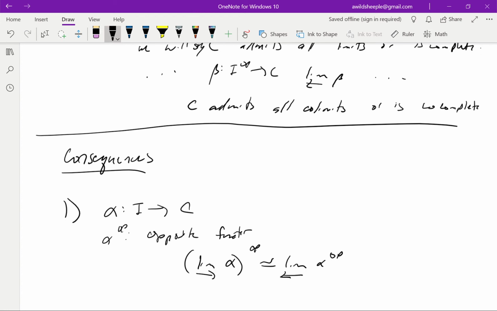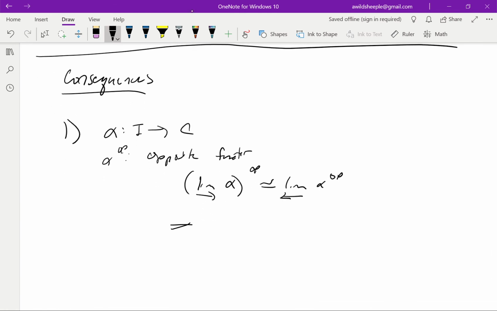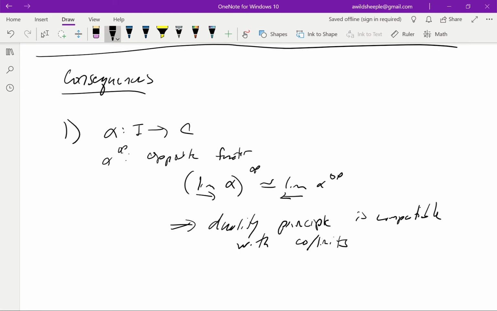And this is completely clear from the definition. This is how Hom plays with ops. And this is our duality principle again, basically. The advantage to this is that when I want to prove a general theorem about either injective or projective limits, I only have to work with one of them, because if I address this, then I can just take opposites and I get all the same facts for the other. So I'll say this as the duality principle is compatible with colimits. Co/limits. That's like shorthand for colimits or limits.